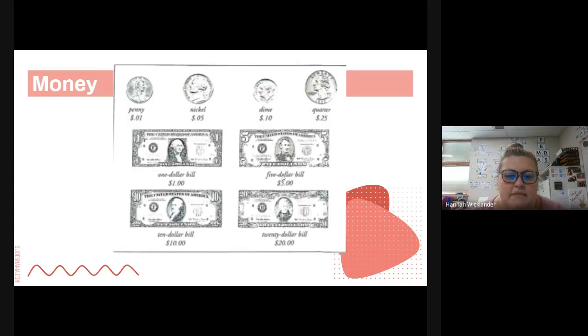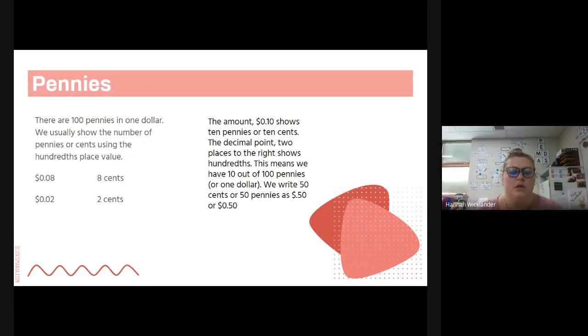Here's the bills. We have a dollar bill, a 5, a 10, and a 20. It's pretty easy to read the bills because the numbers are in all 4 corners, so you kind of know what it is, whereas the penny, nickel, dime, and quarter, you kind of have to remember. So there are 100 pennies in $1. And we show the number of pennies using the hundredths place value.